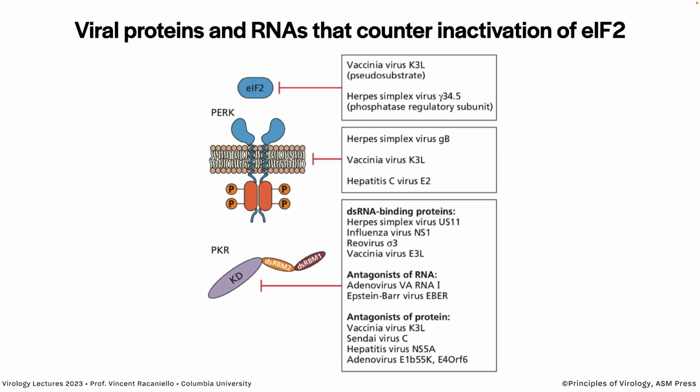For example, vaccinia virus encodes a protein that looks like EIF2, but it's not. So PKRs all go to it and phosphorylate it, but they ignore the real EIF2. A variety of viruses antagonize the kinase directly. There are double-stranded RNA binding proteins that will bind the kinase and prevent it from activating. VARNA1 is one of those, and there are antagonists of the proteins directly. So you see multiple viruses encode different mechanisms for antagonizing this because it's very powerful. And if it's not antagonized, the virus simply doesn't exist.